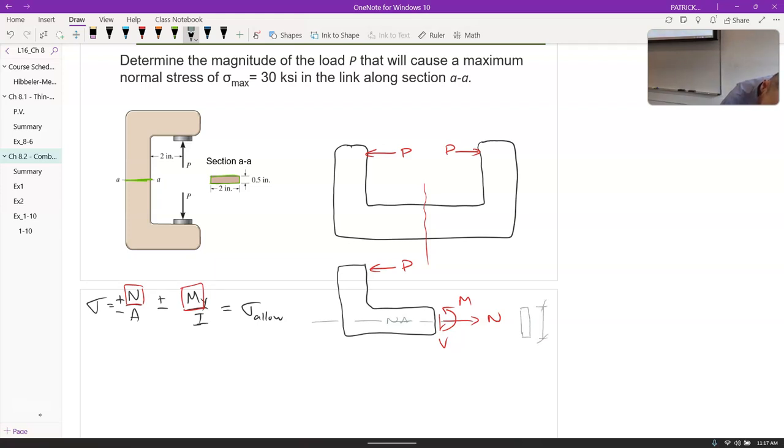This is 2 inches tall and half inch wide. So I've got my centroid right there. That's my neutral axis. So what is this offset distance from the neutral axis to the location that P is applied? 3 inches. You have 2 inches from the top edge plus half that thickness. So you got 3 inches from P to the neutral axis.